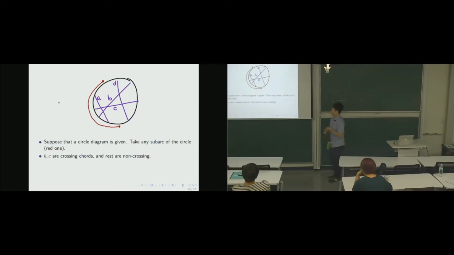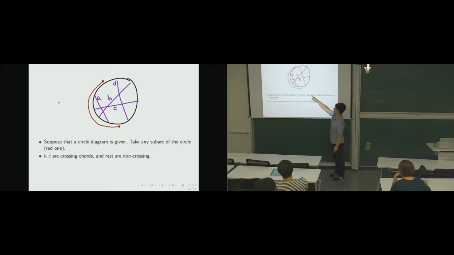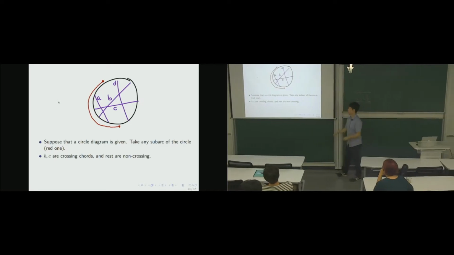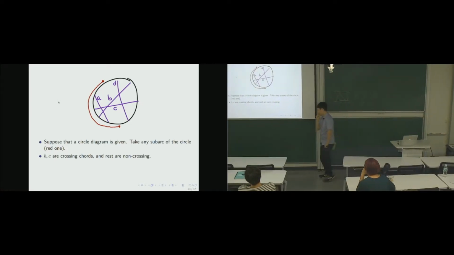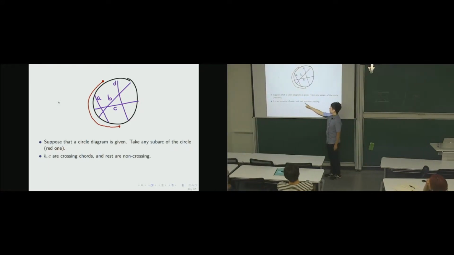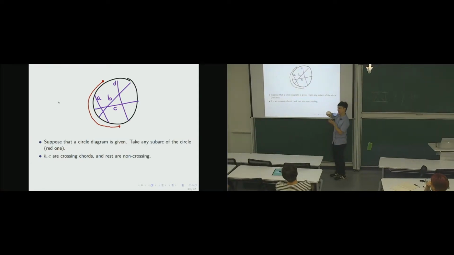Suppose that the circle diagram is given, and you fix any arc, any sub-arc, independent of the chords. We want to call a chord crossing with respect to this arc if one endpoint is on this arc and the other endpoint is in the other part. The others are non-crossing. Non-crossing means that both endpoints lie on this arc, or both lie on the other part.